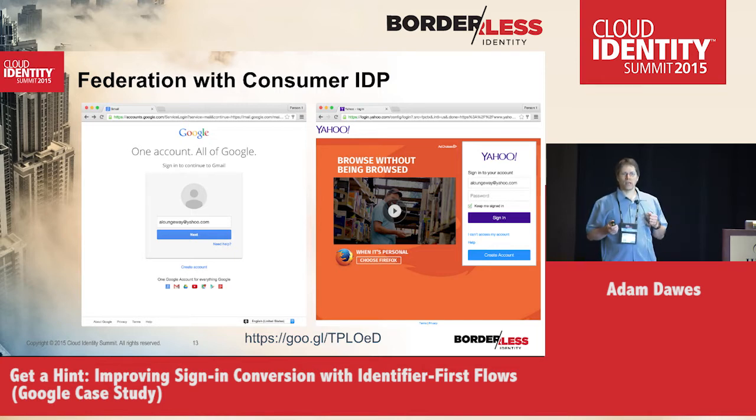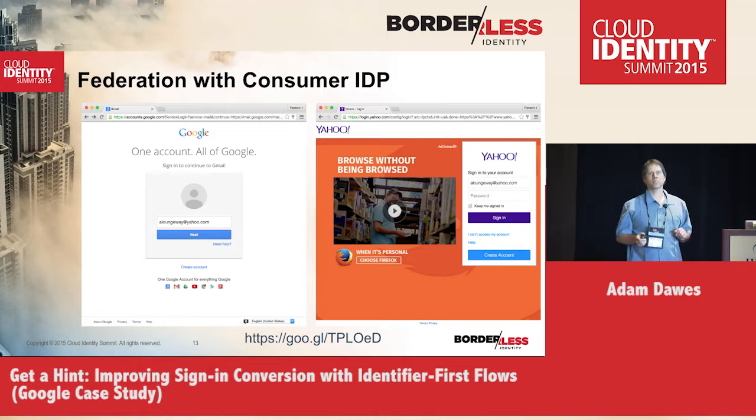So since the user is telling us that I want to log in with aloungeway@yahoo.com, that's the user's intent to use that email address, we pass that as a hint when we authenticate with Yahoo and have Yahoo just do this. You know, is that user here? Yep or no. And then if that user is there, then we can complete the login simply and seamlessly for the user.